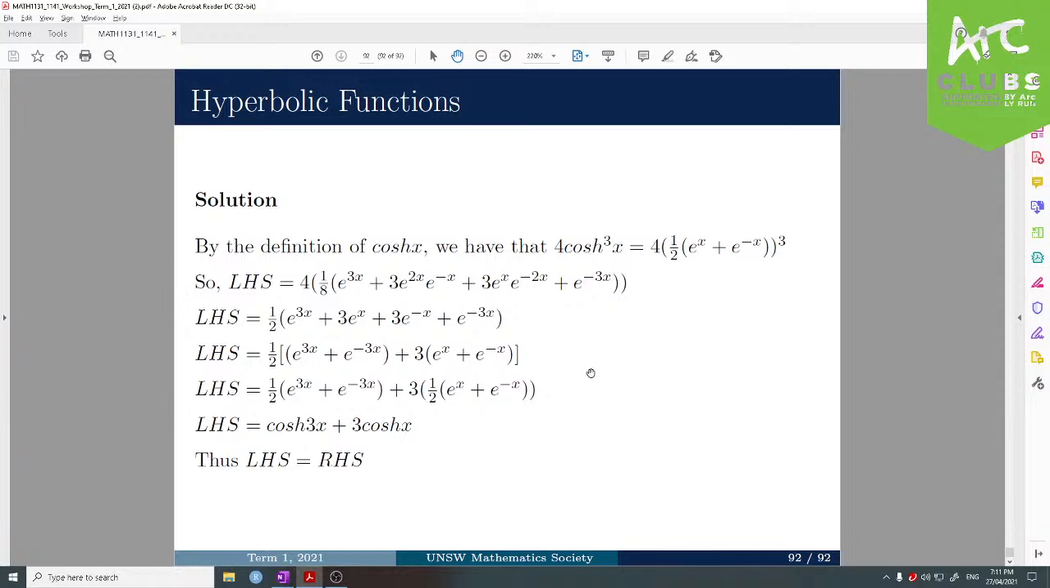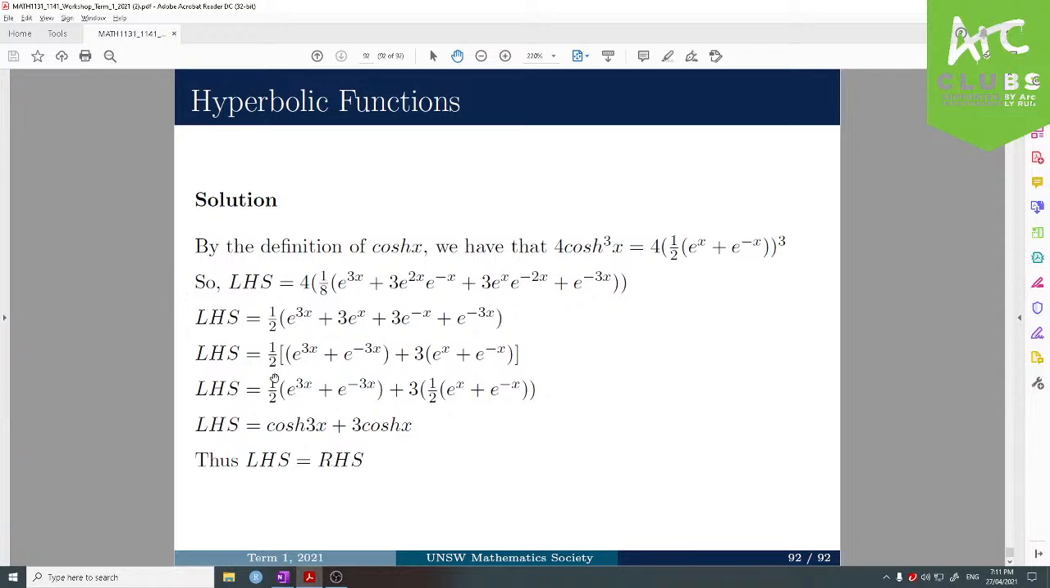And similarly, we also want 3 cosh x, and as you can see, that's also already here for us. That's 3 times e to the power of x plus 3 times e to the power of negative x. And so if we purposely group that together, we'll get 3 outside of brackets e to the power of x plus e to the power of minus x, right? We then times this half into the square brackets, and we get half times e to the power of 3x plus e to the power of minus 3x plus 3 times half times e to the power of x plus e to the power of minus x.